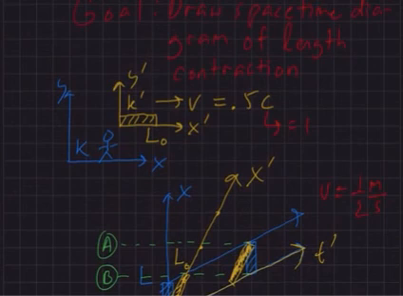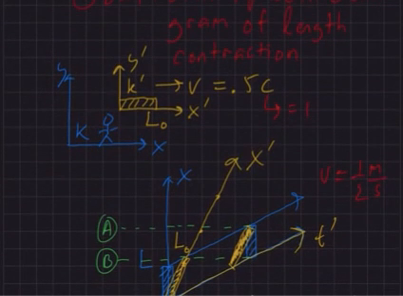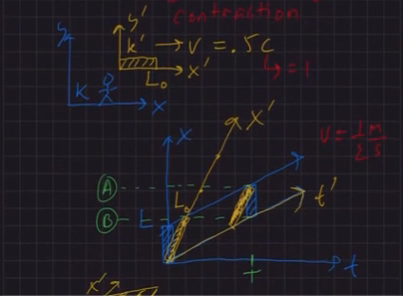I hope this was helpful. Here we see that Lorentz transformations allow us to draw the moving frame on top of the stationary frame, the k prime frame on top of the k frame. And furthermore, it helps us visualize the lack of simultaneity between one frame and the other.